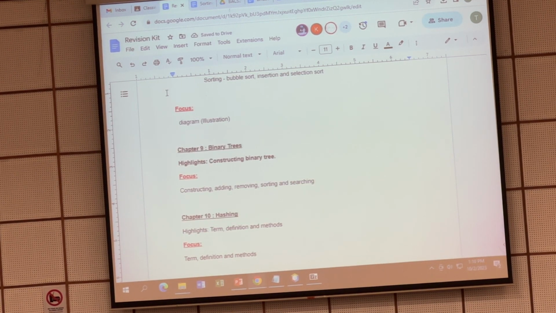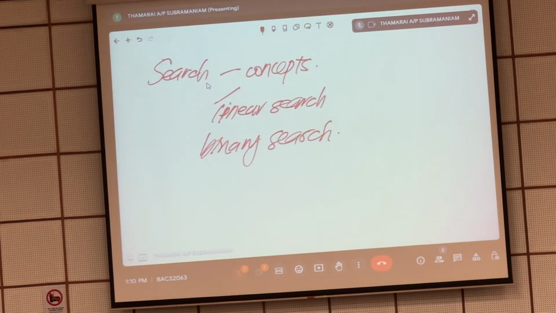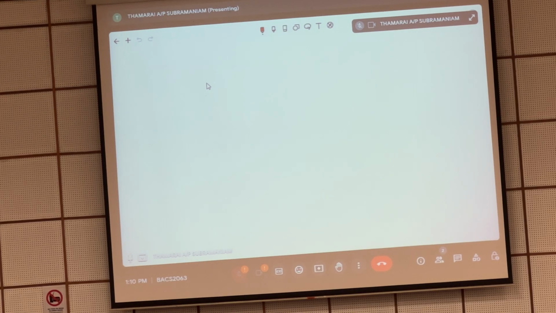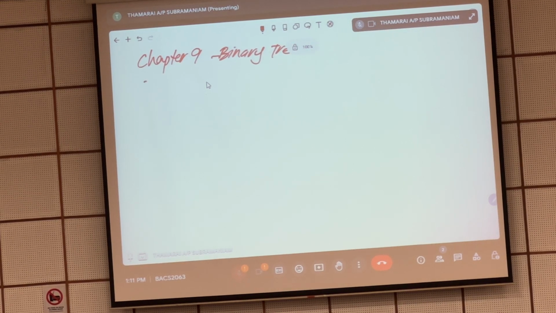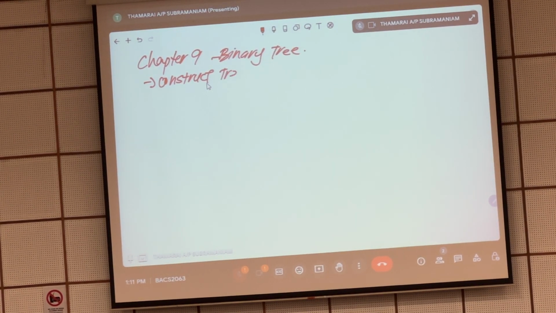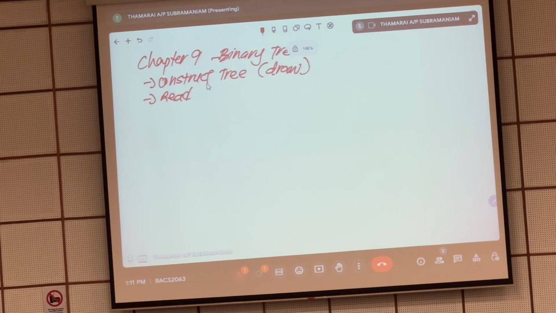Alright, so now let's take a look at chapter 9, okay? Chapter 9, another important area is binary tree. Alright, binary tree, what do you need to know? Okay, you need to know how to construct the tree, meaning how to draw the tree line, okay? You need to know how to read the tree, meaning you must know your traversal.